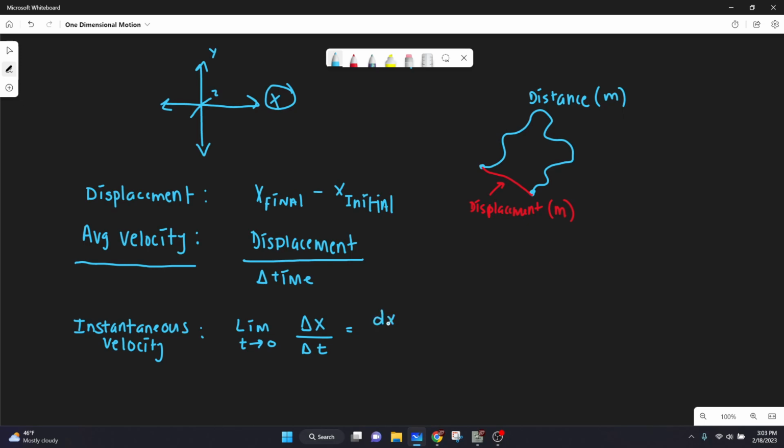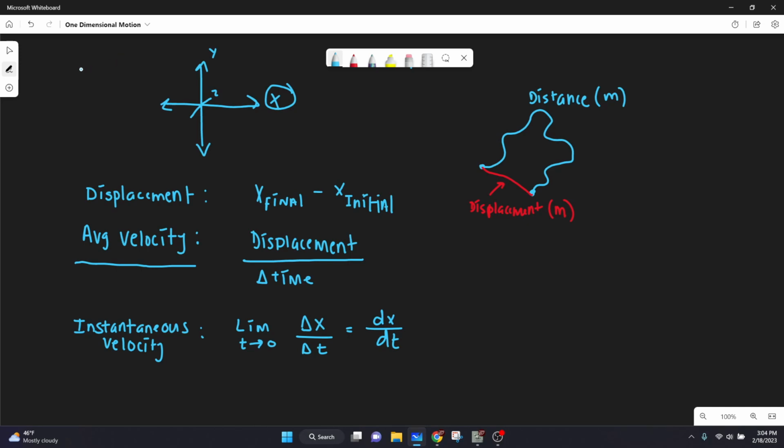The derivative of x with respect to t, so dx/dt. And so the instantaneous velocity is the derivative of a change in x over change in t graph. And so we can find the instantaneous velocity at any point in time we desire by using the limit as t approaches 0 for that given point in time.